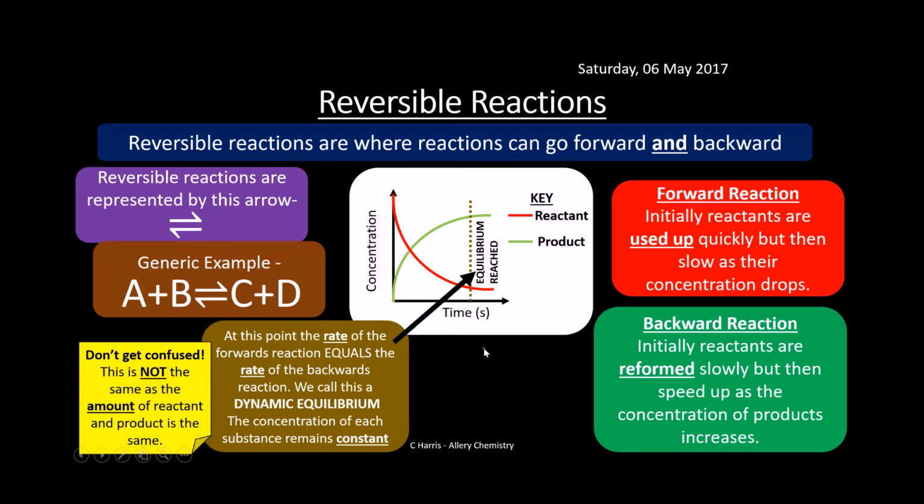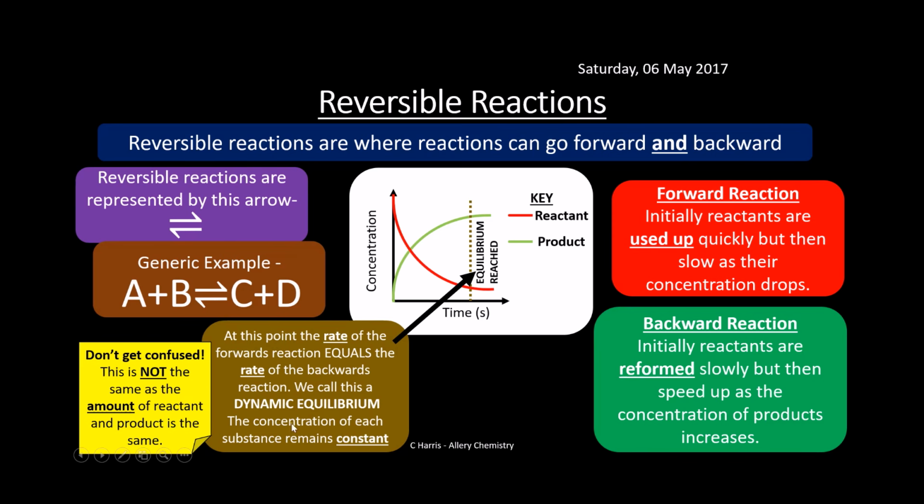Equilibrium is reached when the rate of the forwards reaction equals the rate of the backwards reaction. We call this a dynamic equilibrium, and the concentration of each substance remains constant.